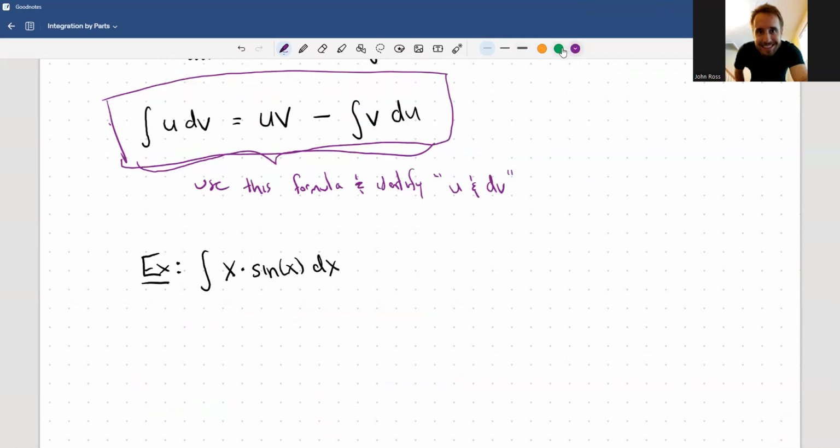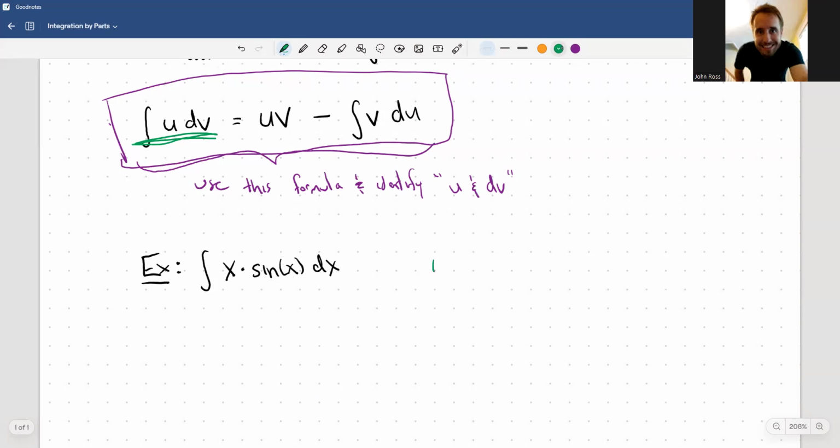This is the example of the integral of x times sine of x dx. Now, my goal for the moment is to recognize this expression as an expression u times dv for an appropriate choice of u and dv. Once I do that, I can identify my u, I can identify my v, and I can use the formula up here to calculate this integral. So let's give this a try.